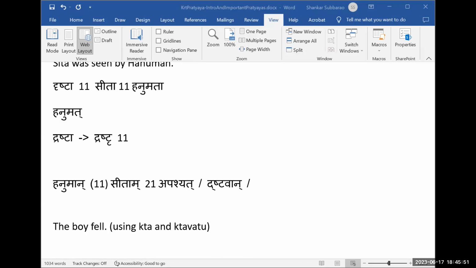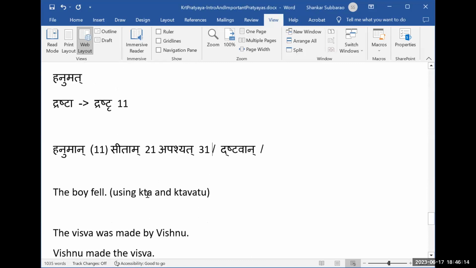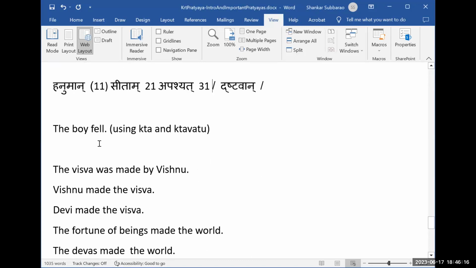Okay, so let's go back now to our chart. So now you understood this. Apashyat is lang lakara. Okay, and this is which form? It is 3-1 form. Lang lakara 3-1. So far as you memorize it, you will be in good shape, no trouble. Okay, so this is how it will be. Now I want to say the boy fell. Yes, Sampath, you have a question? Unmute and ask.